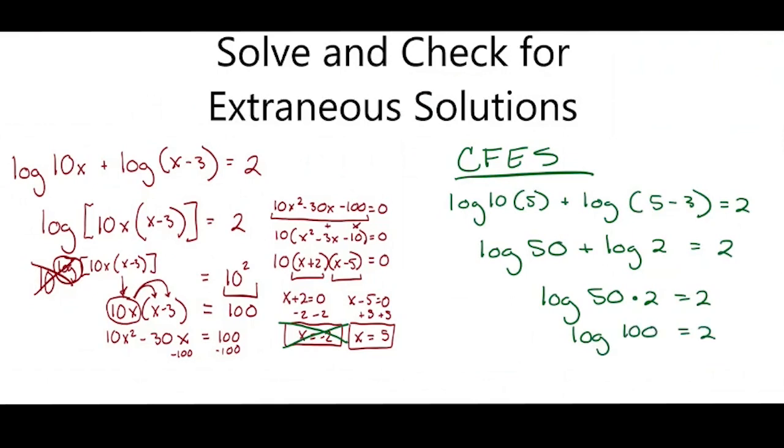Now, here's the question. If I put a 10 in there, is 10 to the second power 100? Yes, it is, because that's what this logarithmic equation means: 10 to the second power is equal to 100. That's how you would write that in exponential form. So that means that our answer is x equals 5. And that's how you solve these equations and then check for extraneous solutions.